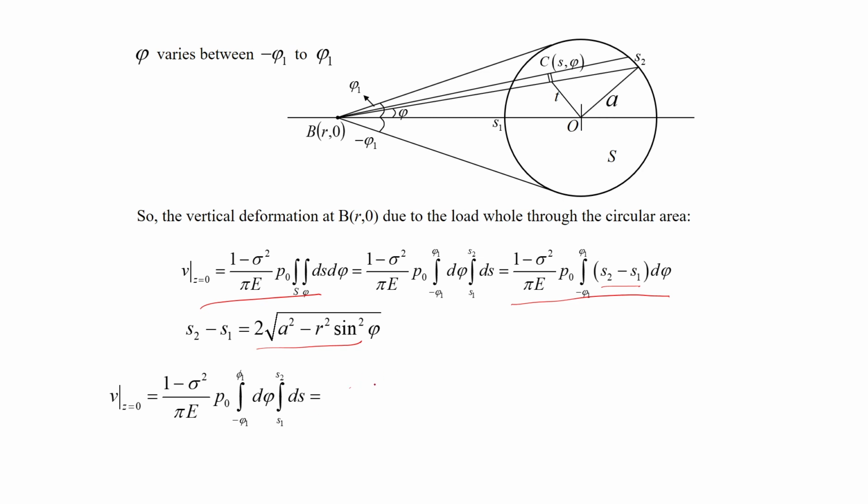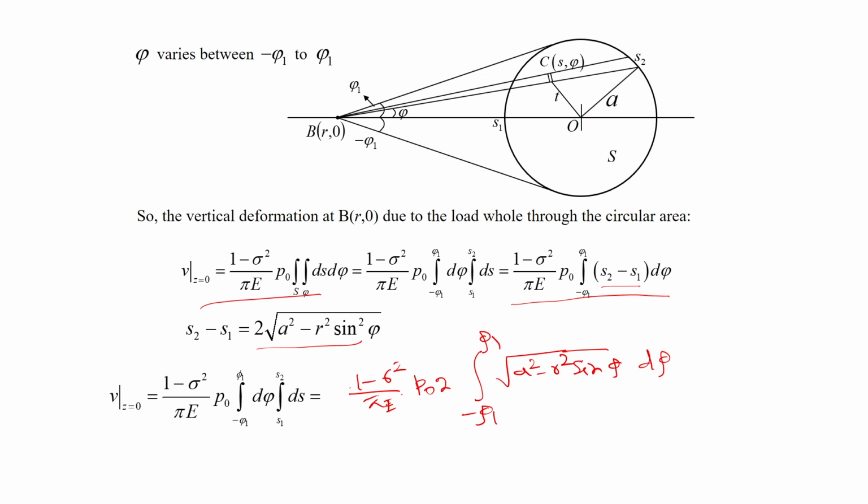So, I can write it easily. This is 1 minus sigma square by pi E, and here it is p0 and 2, and let us integrate between minus phi 1 to plus phi 1, and this is square root of a square minus r square sin square phi d phi, like this. So, it is like this.